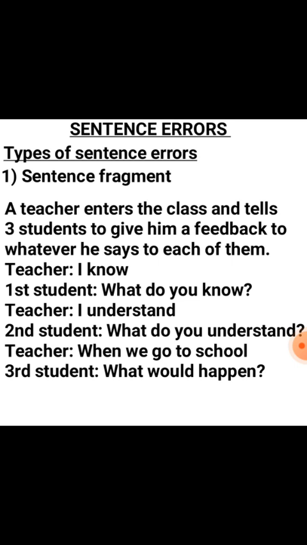So a teacher enters the class and tells 3 students to give him feedback to whatever he says to each of them. So the teacher to the first student: I know. First student: what do you know? Teacher to the second student: I understand. Second student: what do you understand? Teacher to the third student: when we go to school. Third student: what will happen?